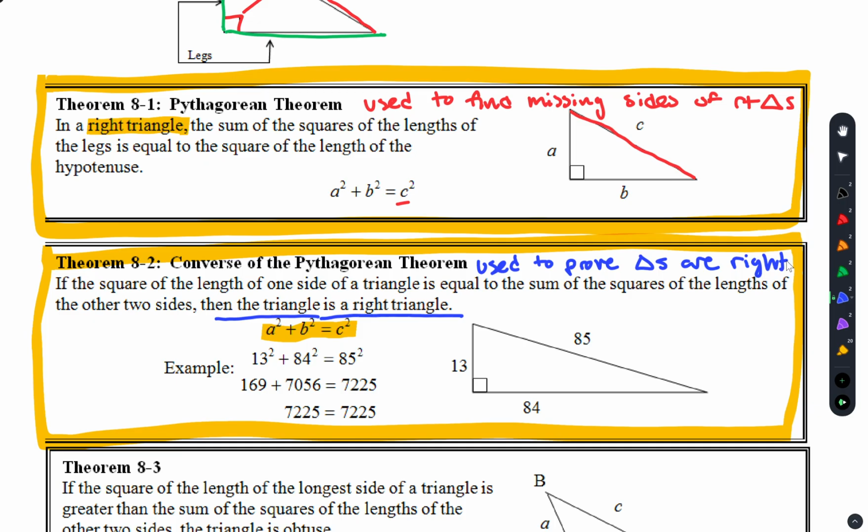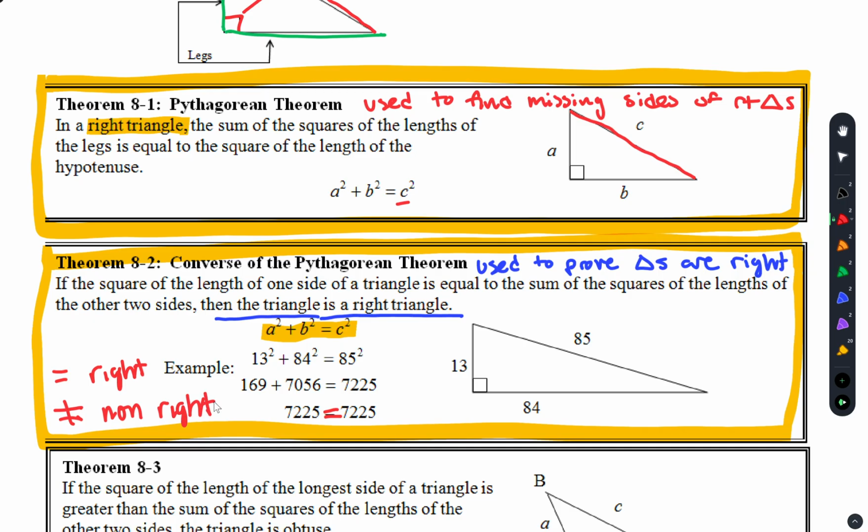You're going to set up your three values into the Pythagorean theorem like you can see here we've done in this example, and you'll either get something that is equal, like in this example, 7,225 is equal to 7,225, in which case you have a right triangle, or you can get something that is not equal, in which case we call those triangles non-right.